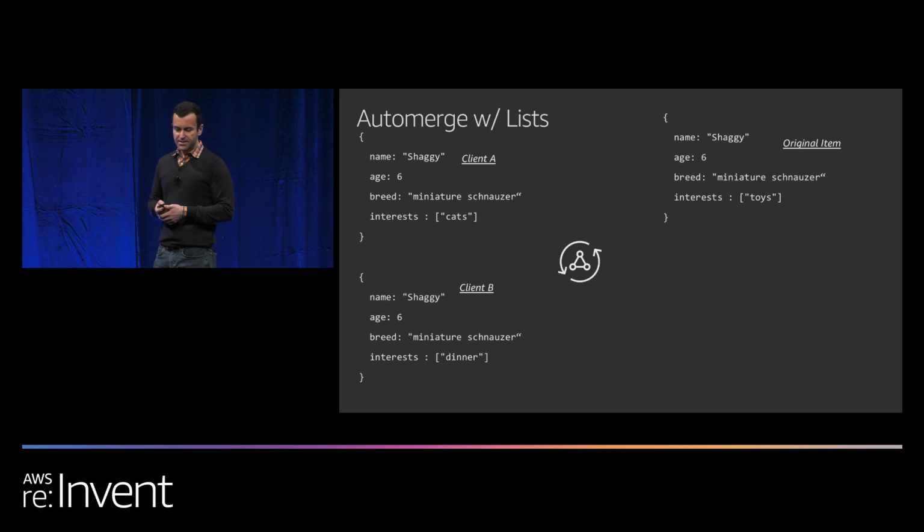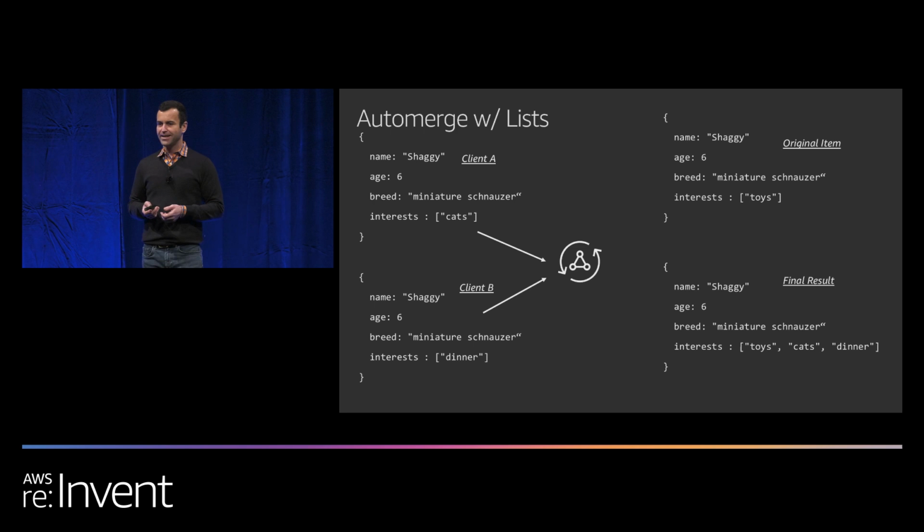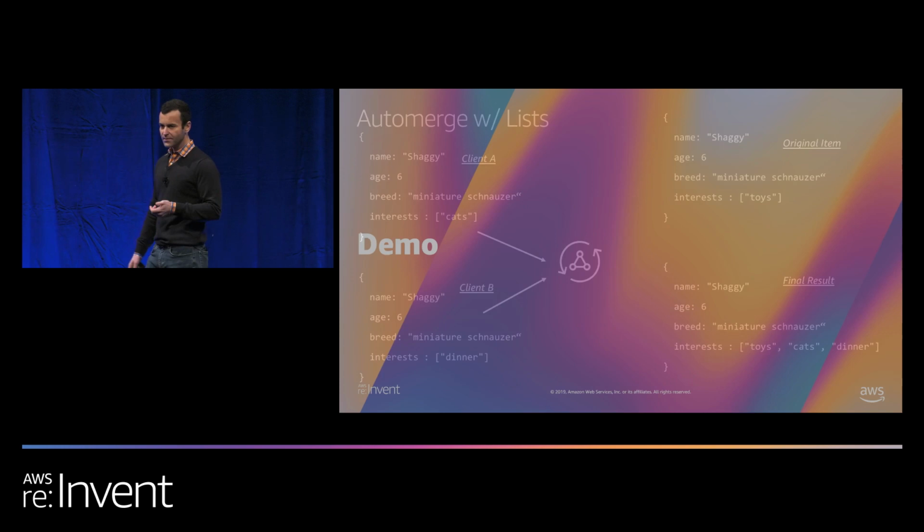So in this example, let's say I started with that record on the right. But Shaggy was first interested in toys. The other clients are voting maybe or something like this and saying, well, Shaggy's also interested in cats and dinner. Now when they both write, we can concatenate the items so we get no data loss and we get the result set that we want on the right-hand side. All right, that's enough talking. Let's look at a bit of what this looks like.